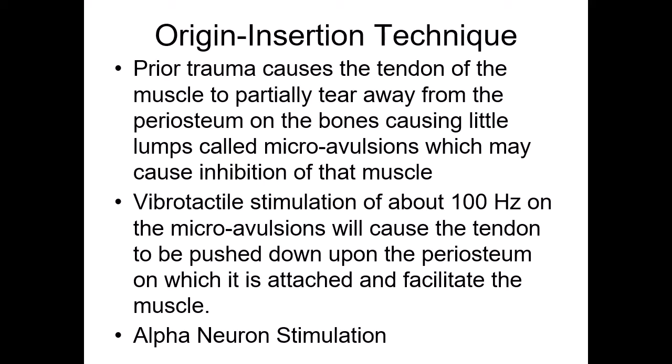It has been demonstrated on NCV EMG studies that the alpha motor neuron is facilitated by vibrotactile stimulation as indicated by increase of the F wave, which is an antidromic volley that excites the alpha motor neurons following peripheral nerve stimulation. When the alpha motor neurons are facilitated, they send more nerve impulses per second to the muscle, giving it a greater force of contraction. This is the basis of origin insertion technique.